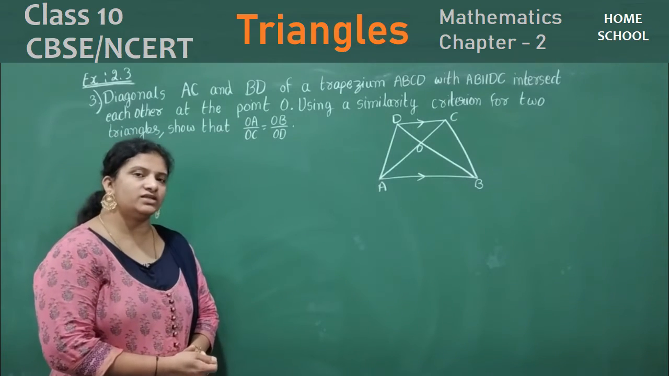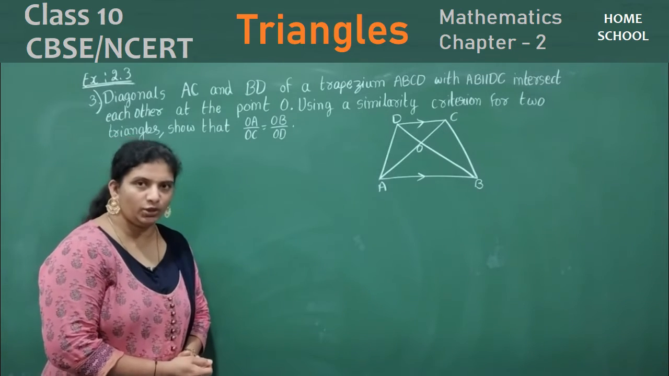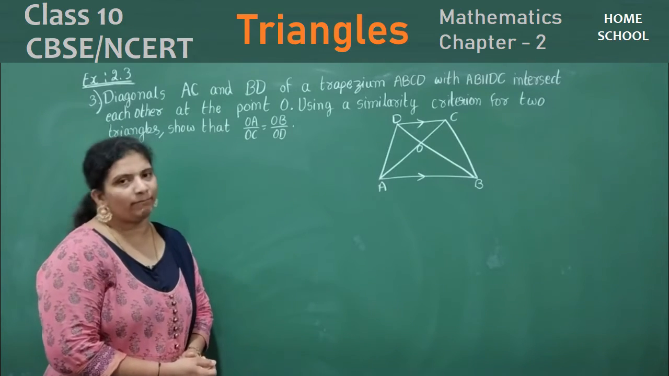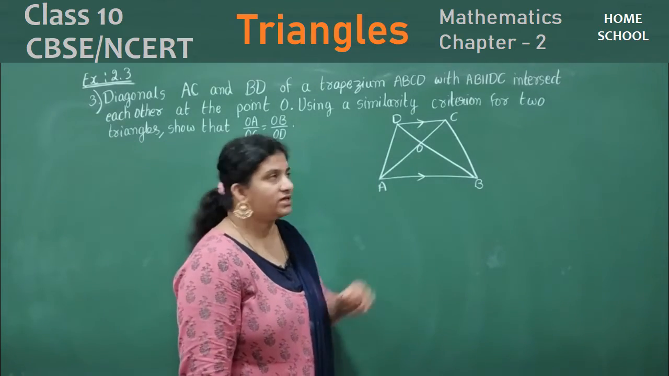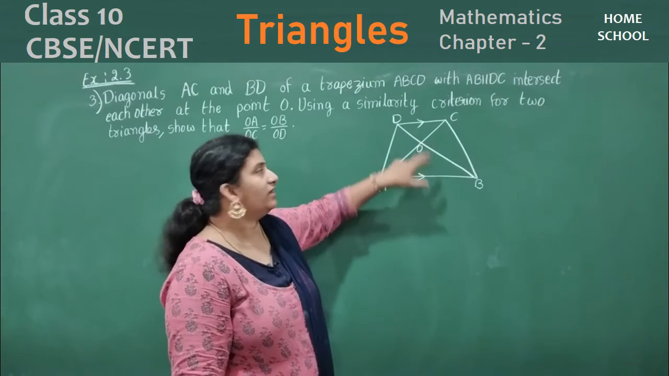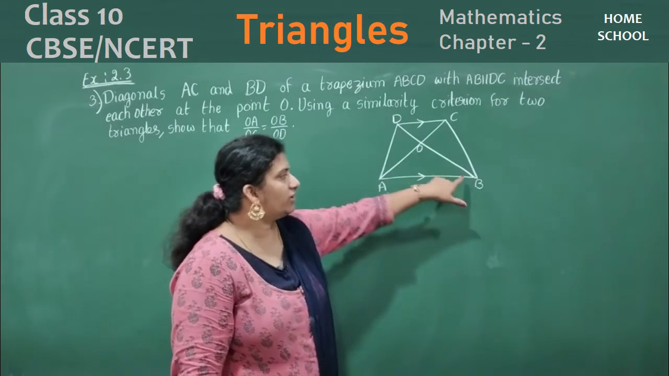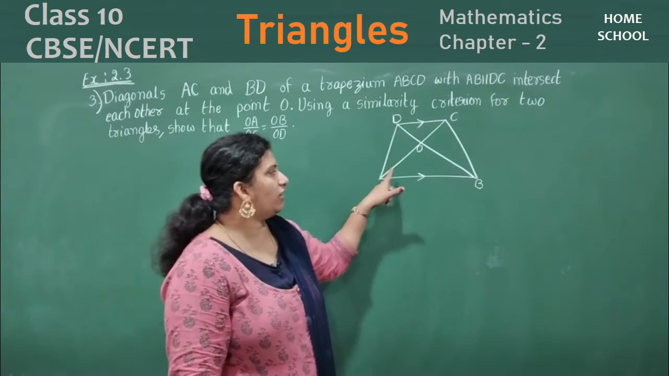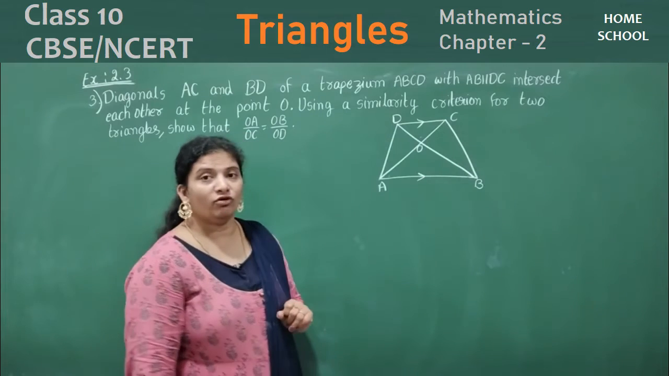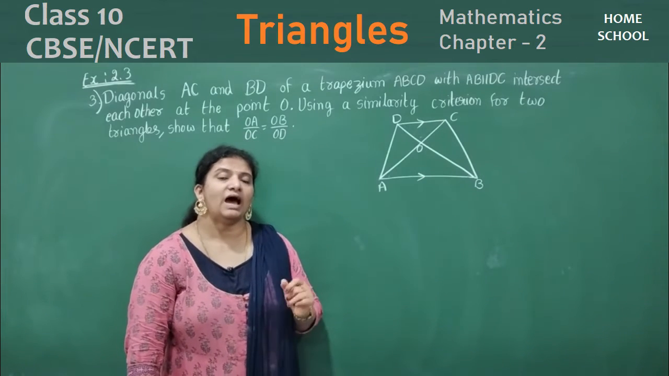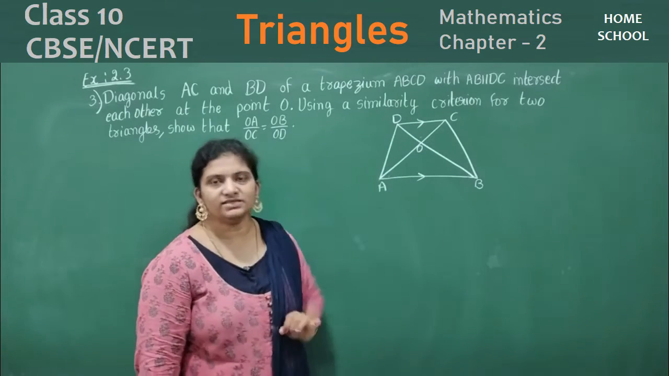What did they give here, children? They have given a trapezium and two diagonals intersecting at a point O, and two sides are parallel. So by seeing the figure, let us prove here. How can we prove this? If these two lines are parallel, these angles are alternate to each other. So this angle is alternate to this, this angle is alternate to this, and this angle is a vertically opposite angle. Therefore, by what can you say here? Angle similarity criteria. These two triangles are similar.